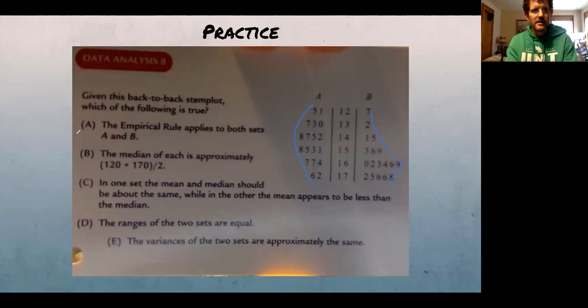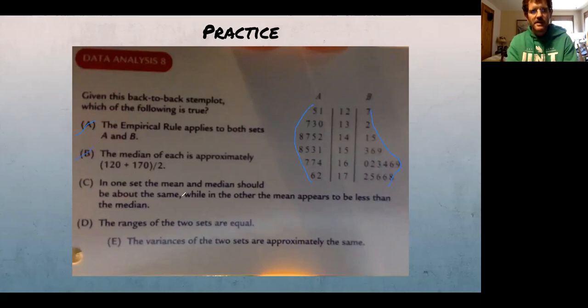The median of each is approximately the ends of the range divided by 2. That is approximately true for A, because it's approximately normal, but that is not true for B. Of course, you'd never want to guess the median this way, but it is approximately true for A only.